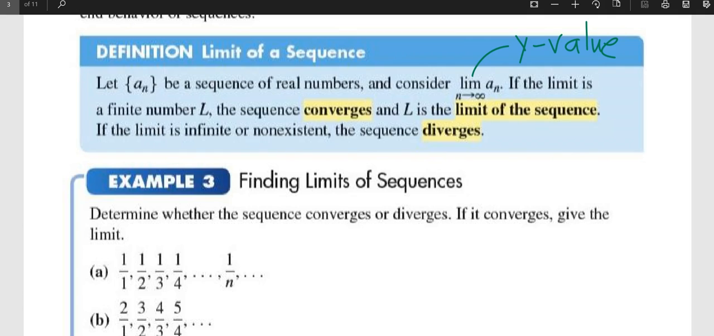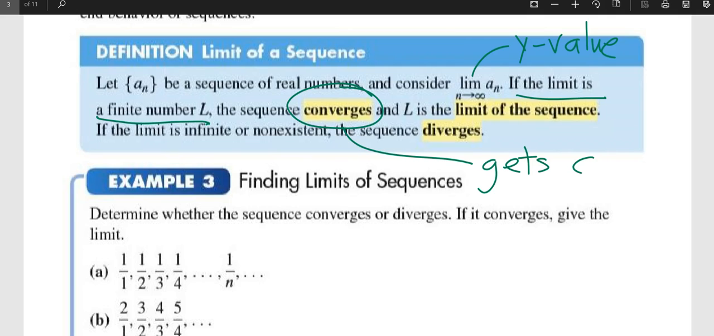Now, if the y value is a finite number, if we're getting closer and closer and closer to a finite number, then we say that the sequence converges. Converges means gets close to a single number.